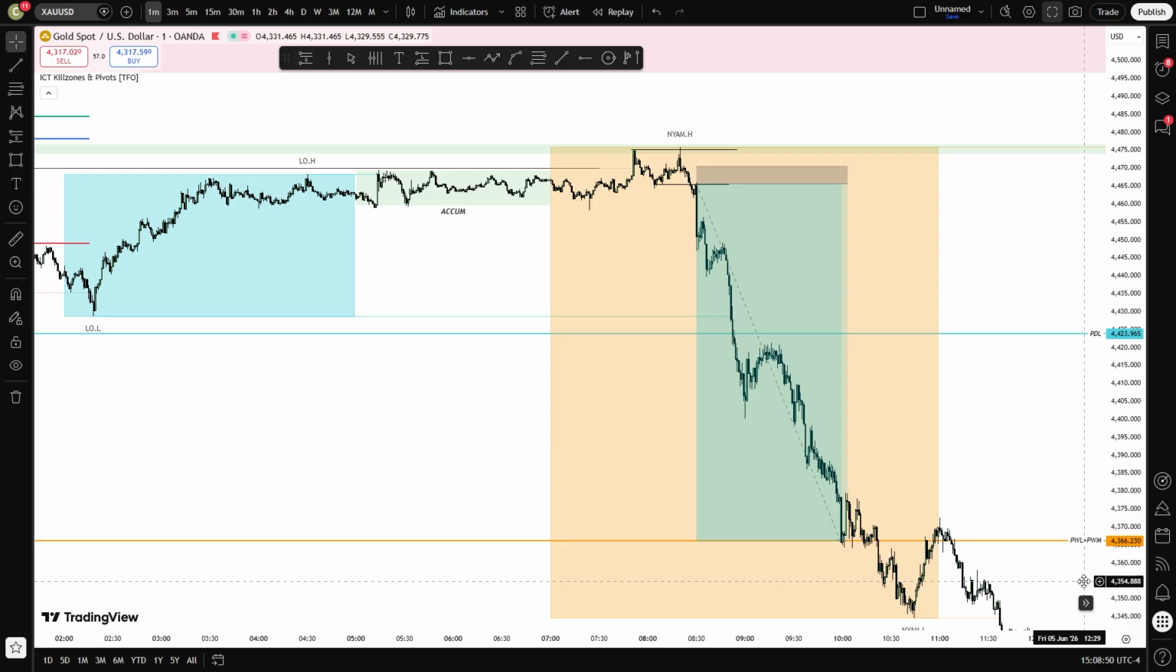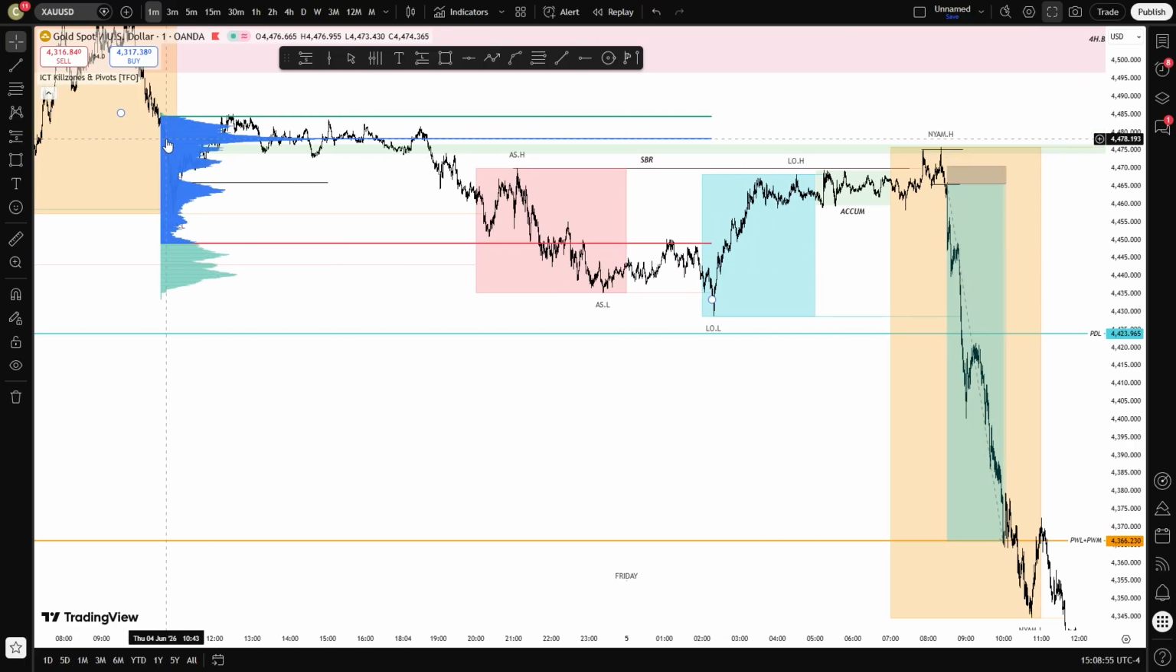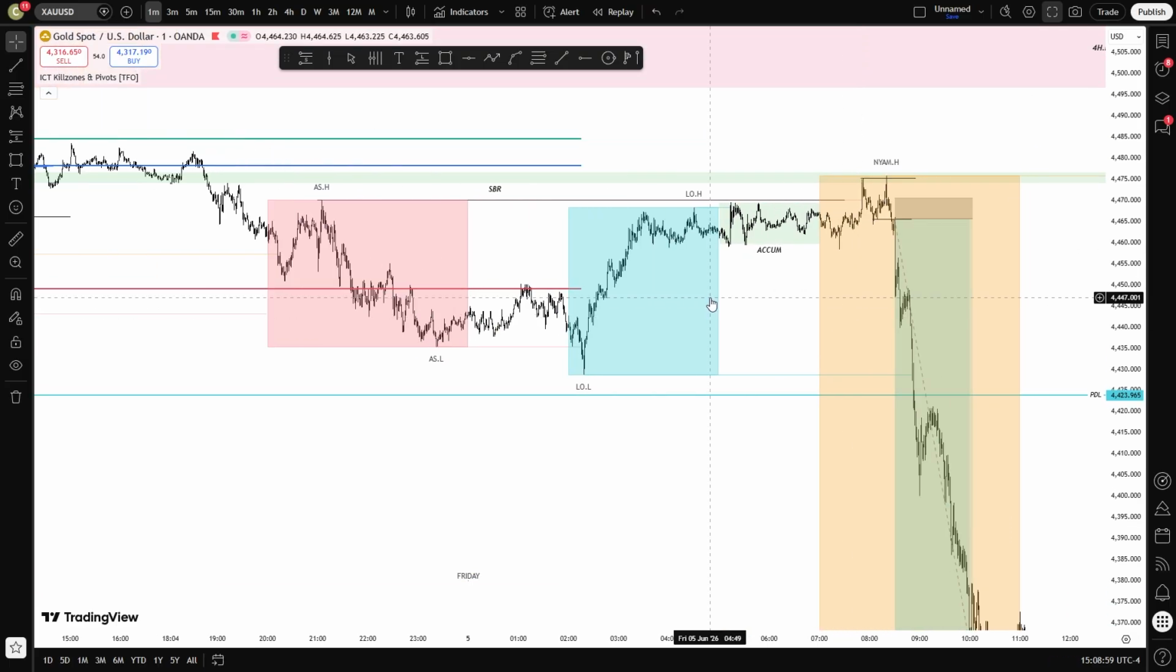This was my trade created by the AMD and ICT concept or logic. It's very, very pure accumulation, manipulation to the SBR, and then rally down.